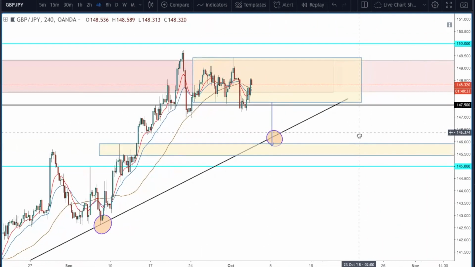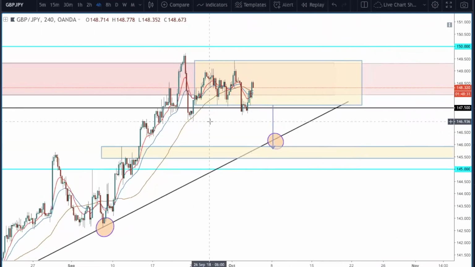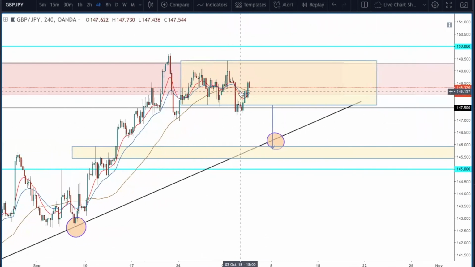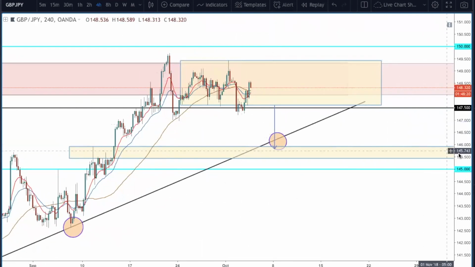Okay, so this is what we're currently looking at. As you can see here, we've got the EMAs, the fast period moving averages, currently crossed down to the downside, meaning that overall this bearish bias does hold weight.